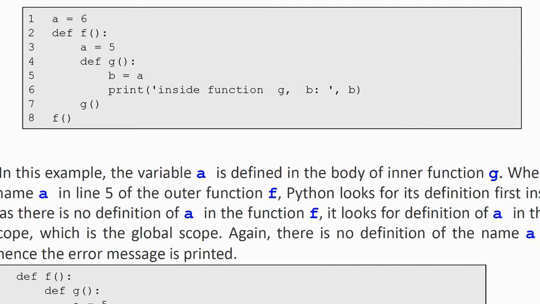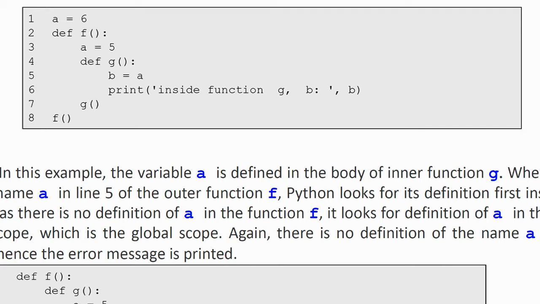So everyone write this program in your system, and I will check what will be the output. The 8 line code: a is 6, def f is a function, a is 5, then def g is another function, b is equal to a, print inside function g, b is equal to what? So it will take what? Will the answer be 5 or 6?